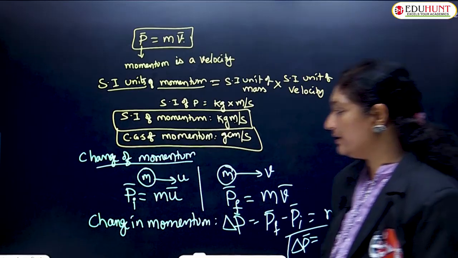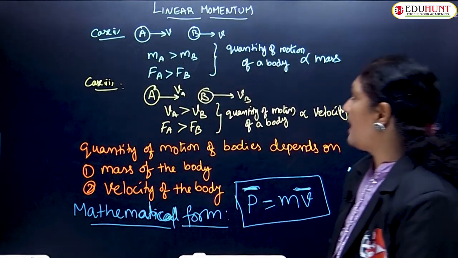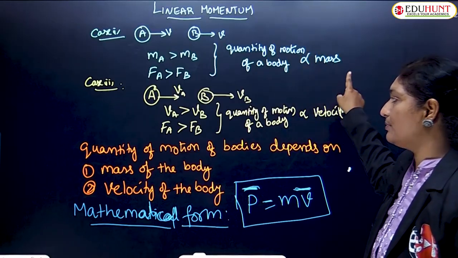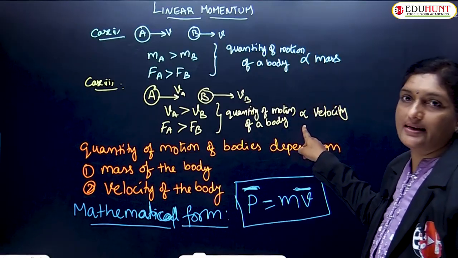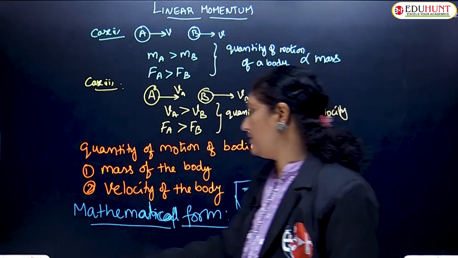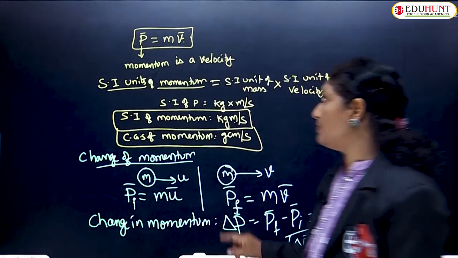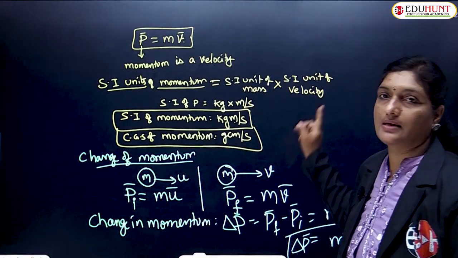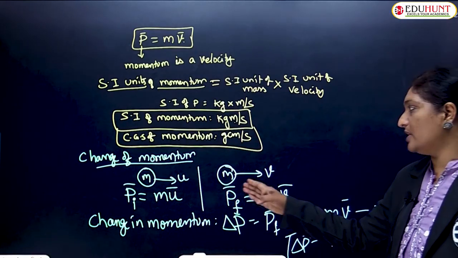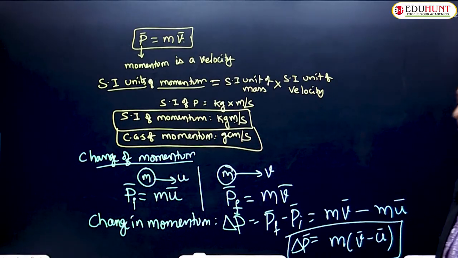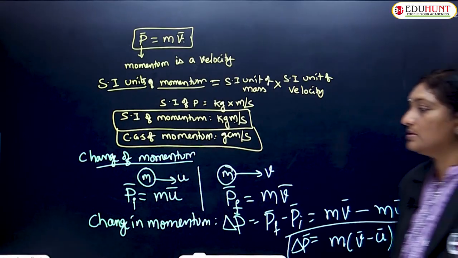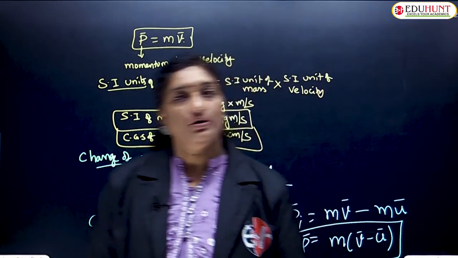Okay, children, let us recap once again. The quantity of motion of a body is directly proportional to mass as well as directly proportional to velocity. So the mathematical form of momentum is P equals mv. SI unit is kg meter per second and CGS unit is gram centimeter per second, and change of momentum can be written as delta P equals mv minus mu, or simply m into v minus u. Based on these concepts, let us try to solve a few numericals.